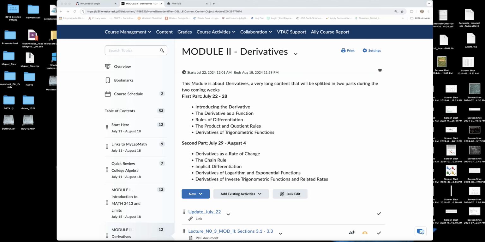Okay, class. Well, we have finished already sections 3.1, 3.2, and 3.3. Okay, and as I promised, we're going to start covering sections 3.4 and 3.5. Let's take a couple of days to cover those sections.